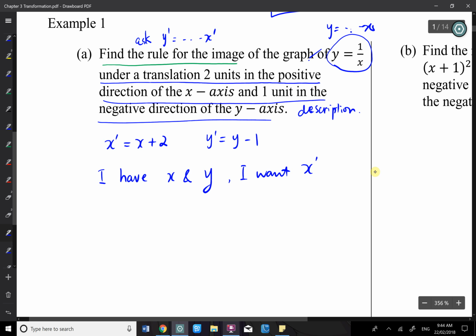Let's look at the second type. Describe the transformation: transfer this to this. So which one is the new function? First one, second one. Second one. If the second one is the new function, we need to distinguish between them, so we make dash there. We give it a different variable, so I make x dash and y dash. Now I'll write down those two equations here.